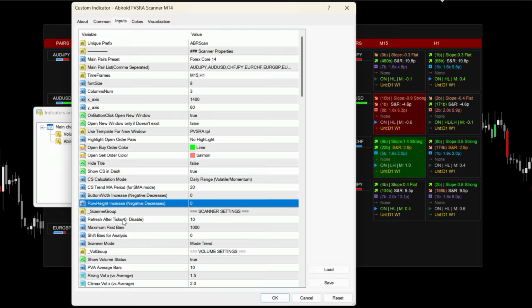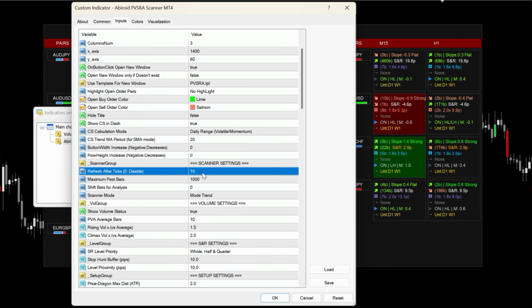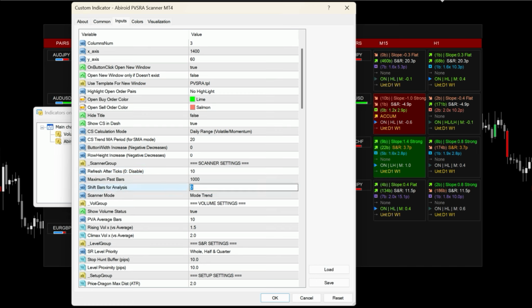Now you can set the refresh after ticks. By default it is 10. So every 10 ticks of the current chart on which the scanner is loaded, it will refresh it. 0 means to disable it, so it will refresh every tick. If your shift is 0. If your shift is 1, then it will refresh every new bar.